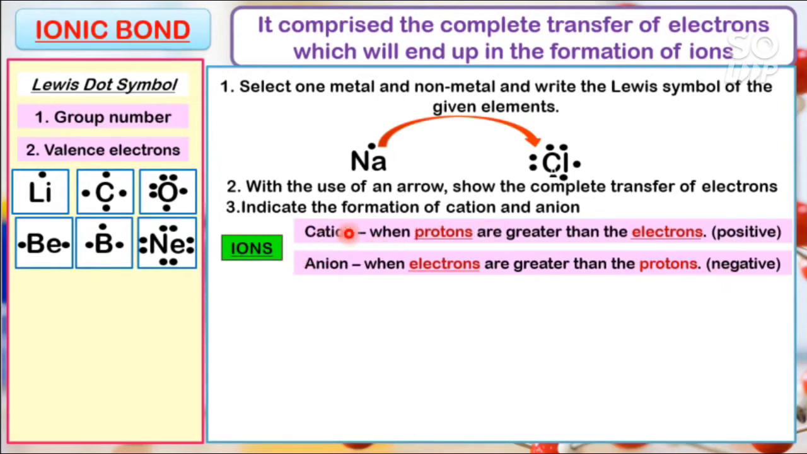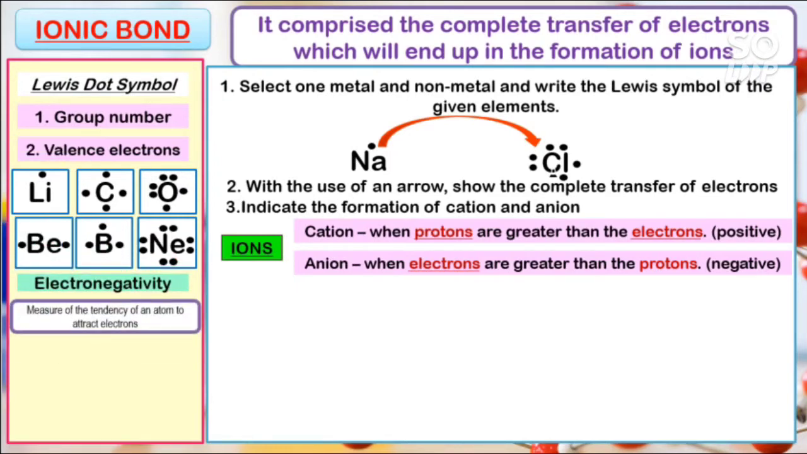So how do cations and anions form? Let us see. There are two terms that could affect how an element loses or gains electrons, and how a cation or anion will be formed. One of these is what we call electronegativity. What is that? It is the measure of the tendency of an atom to attract electrons.